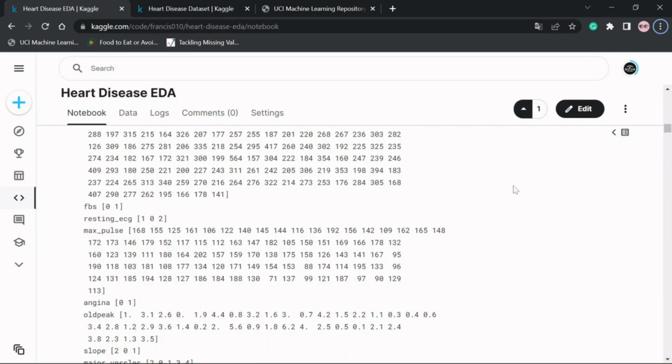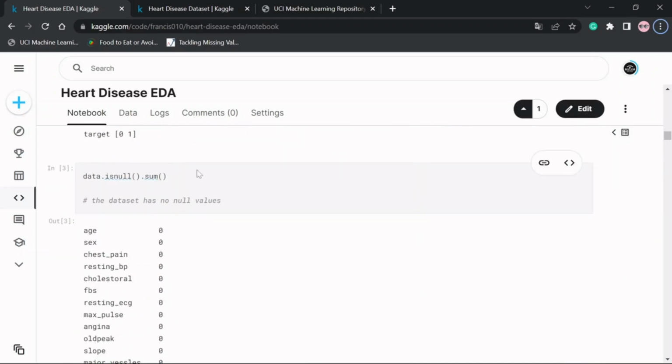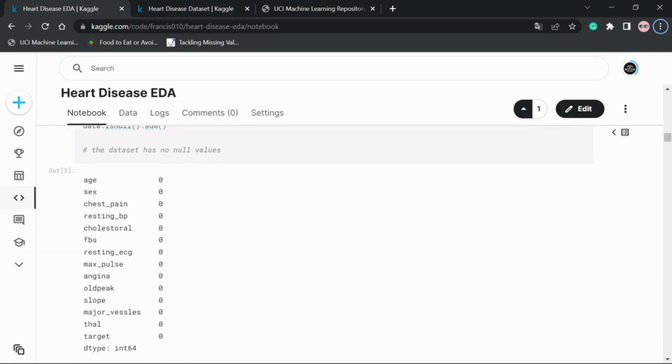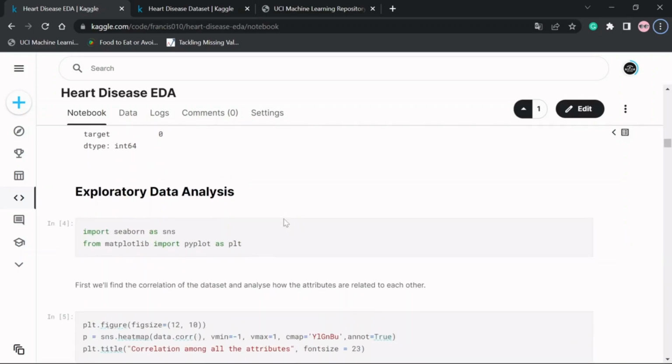Now I want to know whether any data cleansing is required for our dataset or not. For that, I'll use the isNull function to check if any null values are present in our dataset, and with that, I'll use the sum function to get the sum of all the null values. Here I can see in the result that we do not have any null values currently present in our dataset, so data cleansing is not required for now.